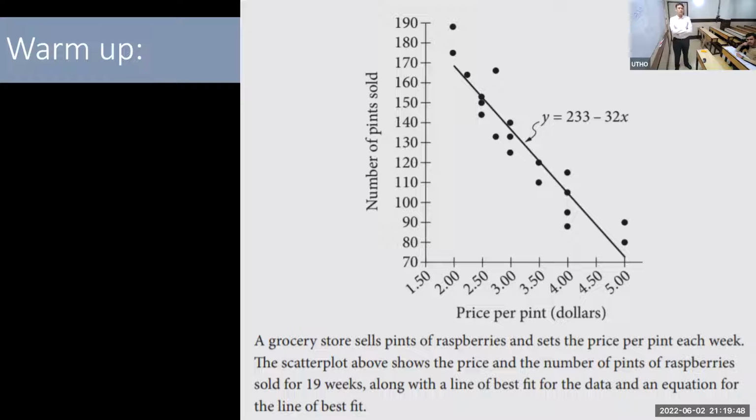This is a scatter plot. Then they say this scatter plot has been estimated by a line of best fit. The equation of this line is given as y, where y stands for number of pints sold, is equal to 233, which is the y-intercept, minus 32 into x. X is price per pint. So if we give you a price, you will be able to tell me how many pints I have sold. Vansh, if I tell you x, you can find y, right? Clear? Yes, we can find it.